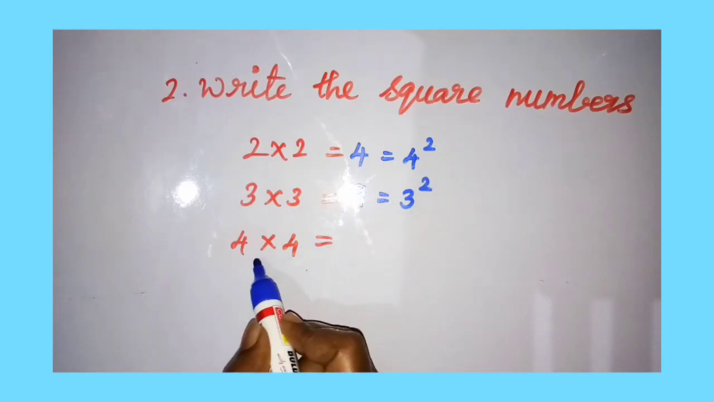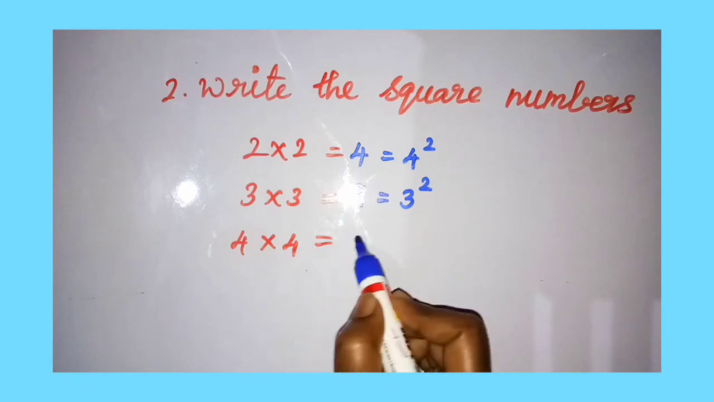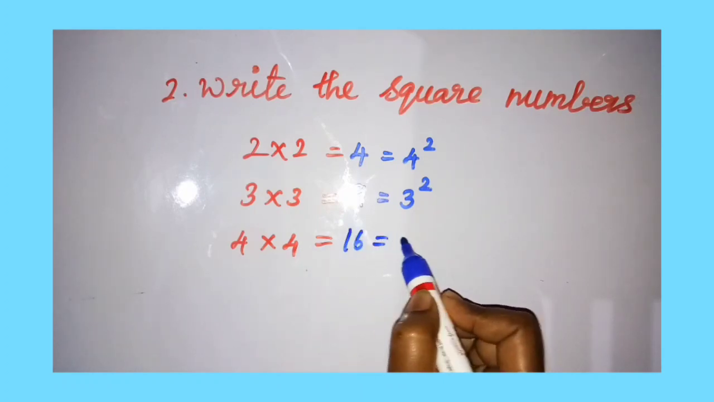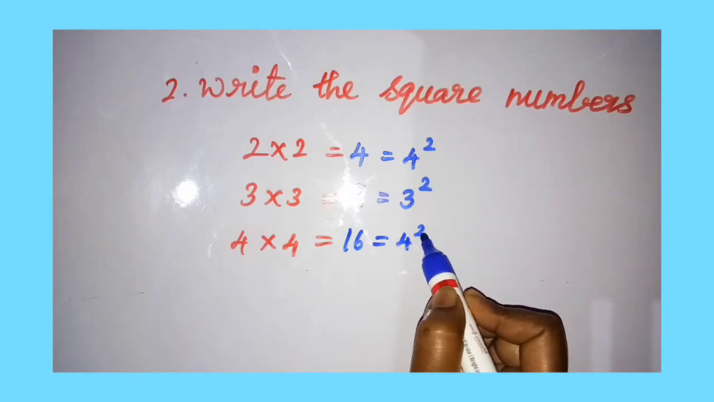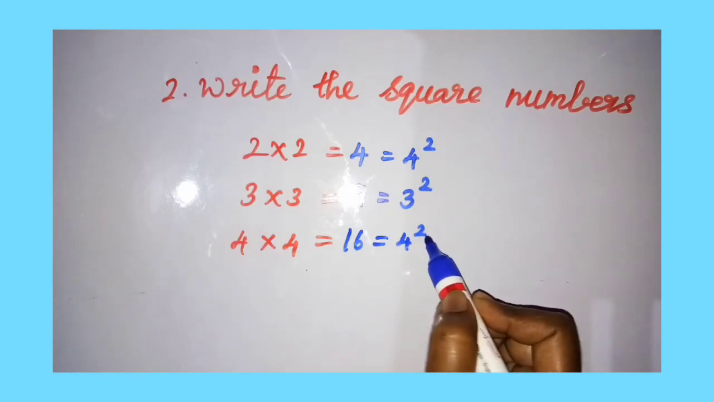Next one, 4 into 4. So 4 fours are 16. This one we write 4 square, 4 power 2 or 4 square we can say.